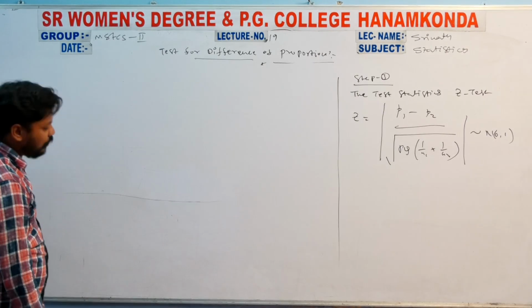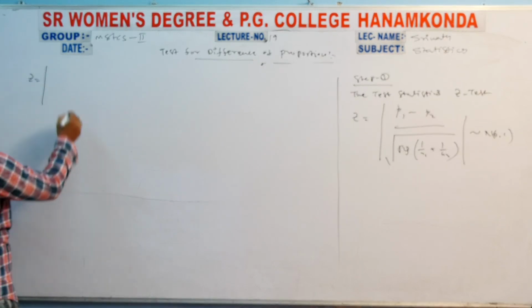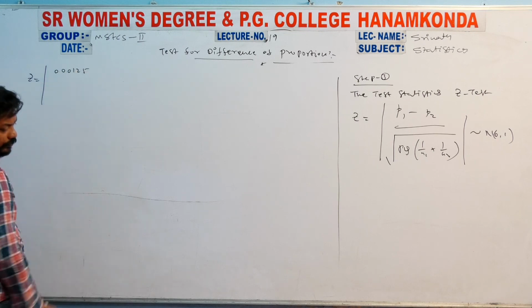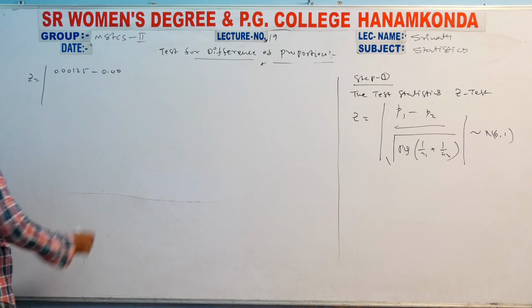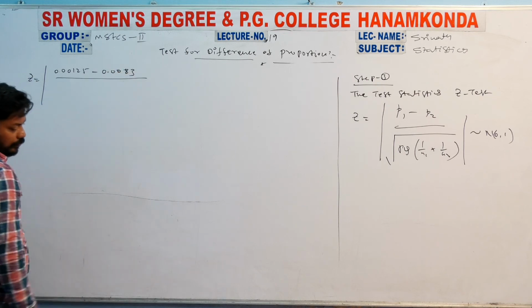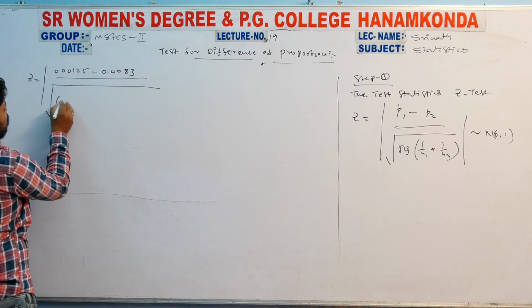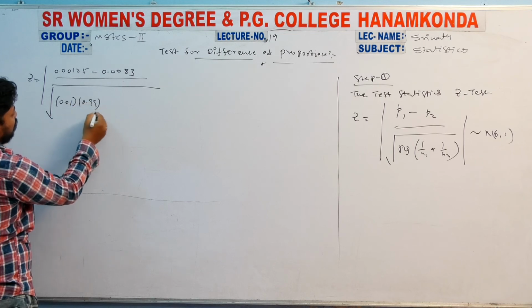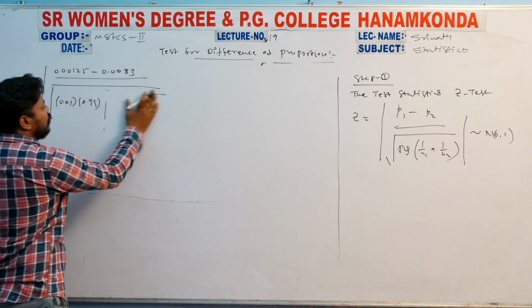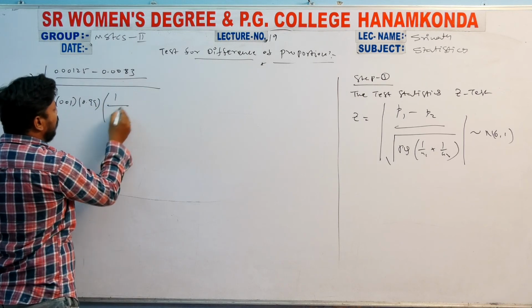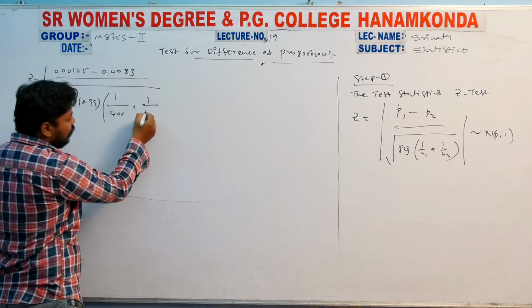According to the formula, we substitute the values. Z equal to mod of P1 value 0.0125 minus P2 value 0.0083, by under root of capital P and Q values 0.01 and 0.99, into under root of 1 by n1, which is 400, plus 1 by 1200.